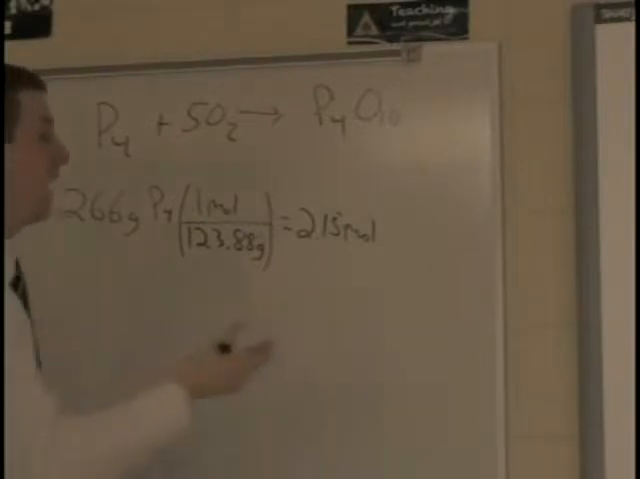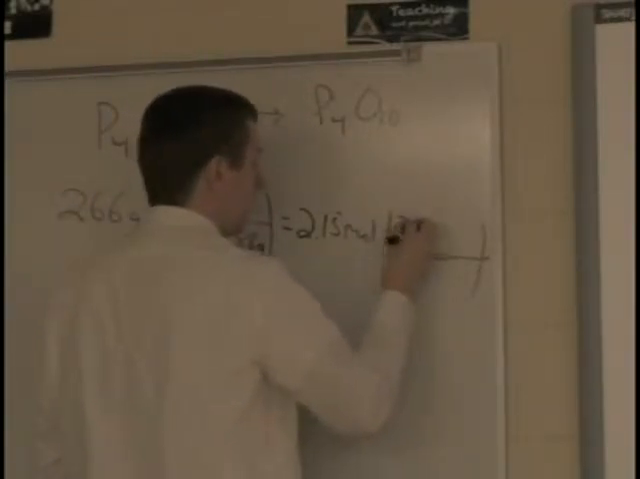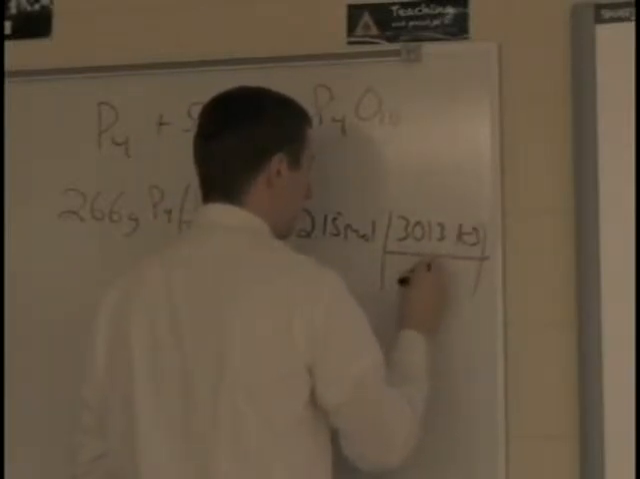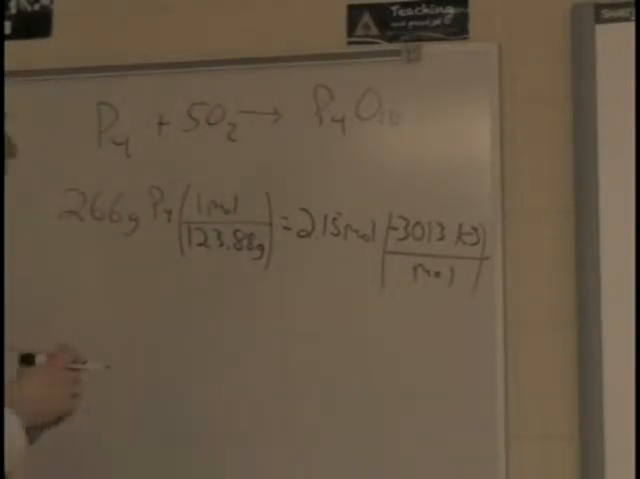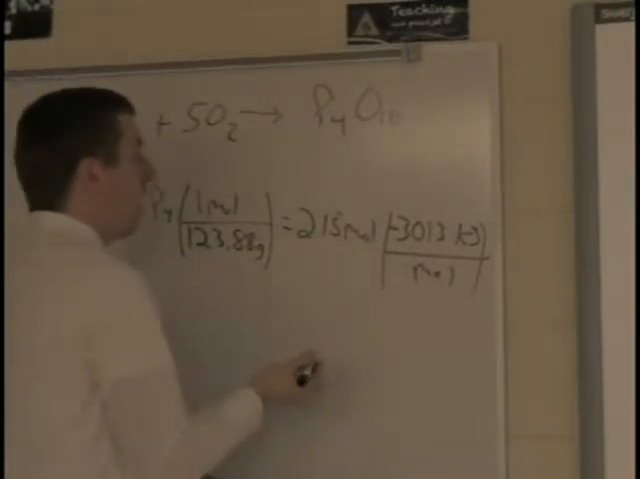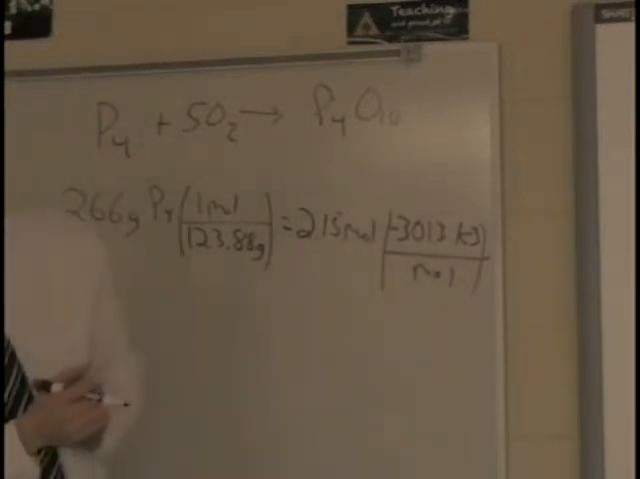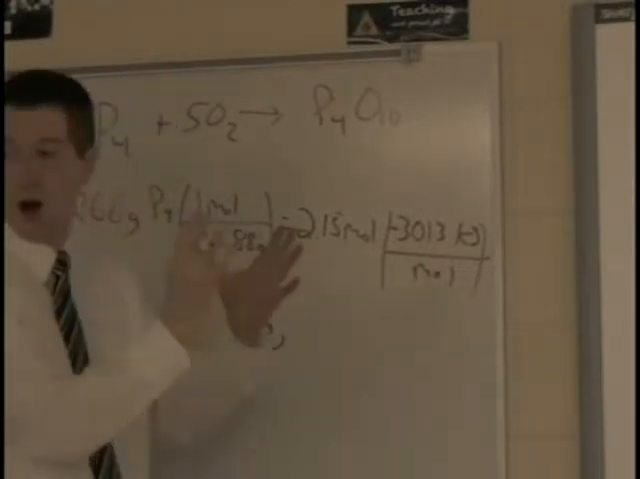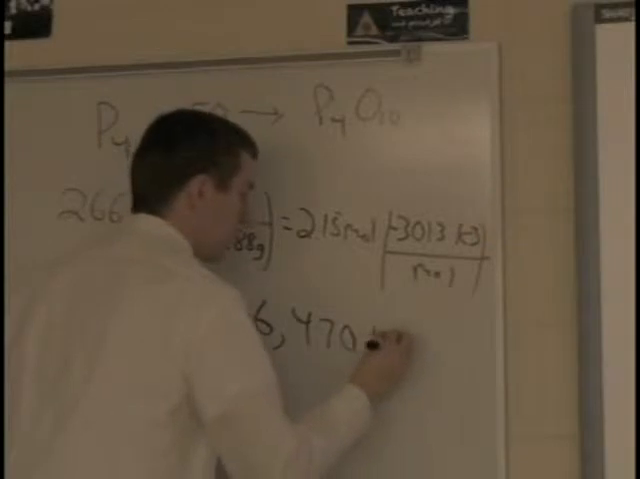Now that I have that, I can multiply by the 3,013 kilojoules per mole. Again, it is technically a negative value within this question. So now my moles will cancel out. I'll be left with how many kilojoules of energy that many grams of P4 could give me. And my answer, the negative value just refers to it giving off energy, is negative 6,470 kilojoules.